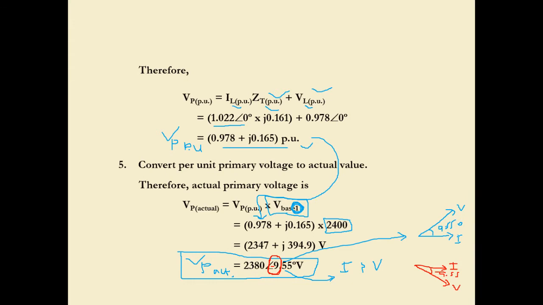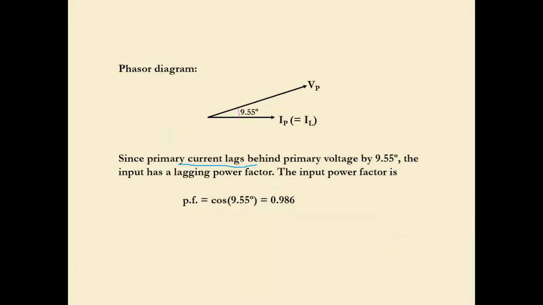But when it comes to the power factor, you must refer to the position of I itself. In this example, the primary current lags behind, IP equal to I load. It is lagging behind V. So we can say that the input of the transformer, at the primary part, has a lagging power factor. If you recall the question, they ask you to calculate the power factor at the primary part, meaning the input part. So the primary power factor equals cos 9.55, which is 0.986, lagging.